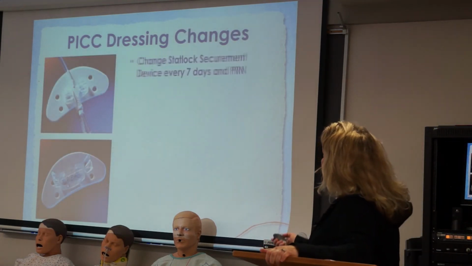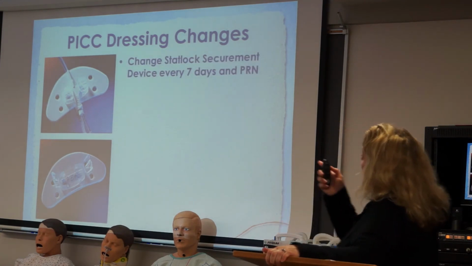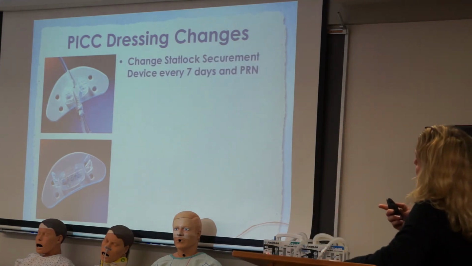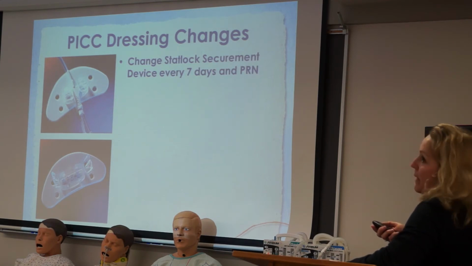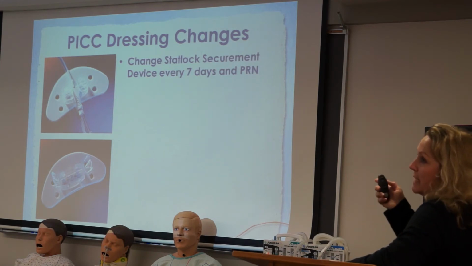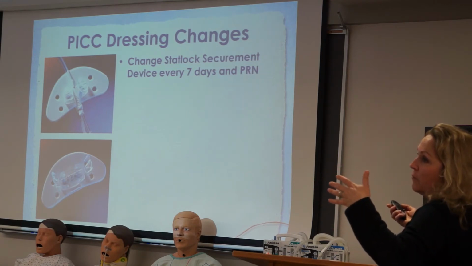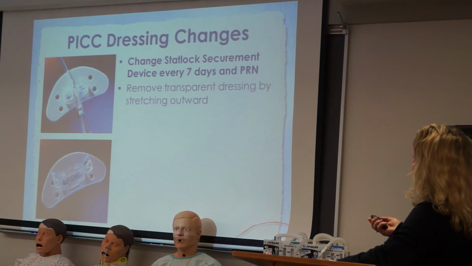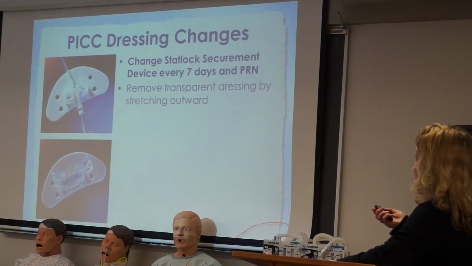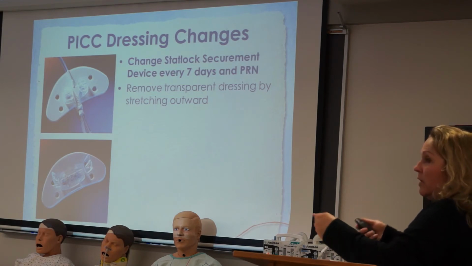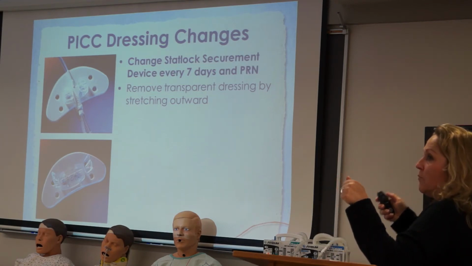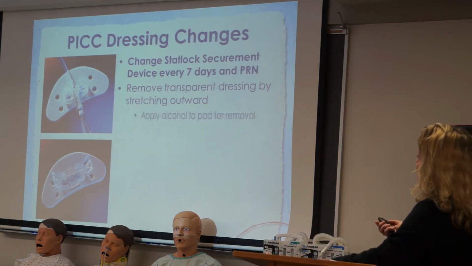PICC dressing changes. There's a StatLock securement device that when you're doing your dressing changes, you want to change that as well. You have to be very careful because PICCs are not secured. If you pull it out of this StatLock, there's nothing holding that PICC in there. So you have to be very careful that you don't pull that PICC line out. I've seen that happen. Pull your transparent dressing by stretching it outward, and that will help to prevent you from possibly dislodging that PICC line.